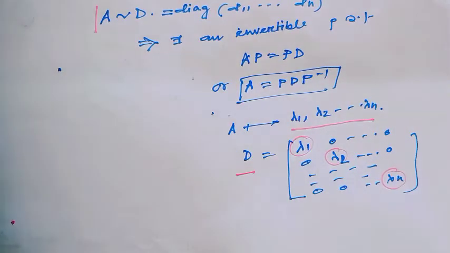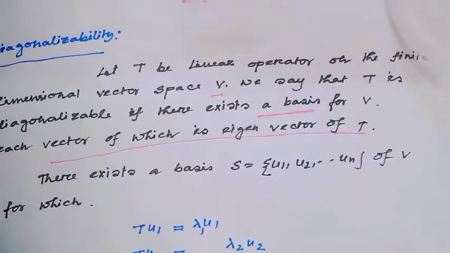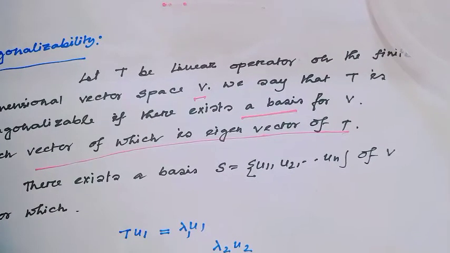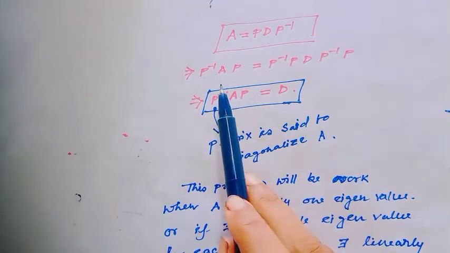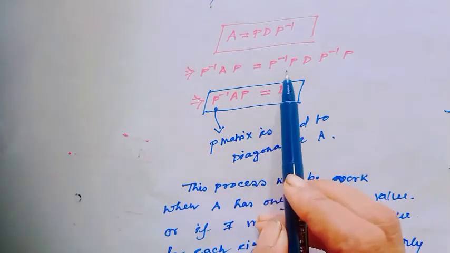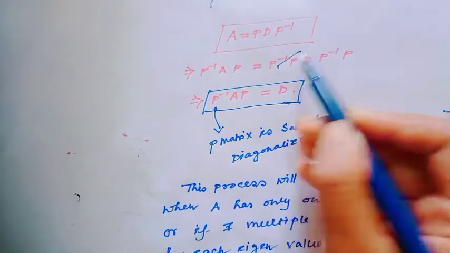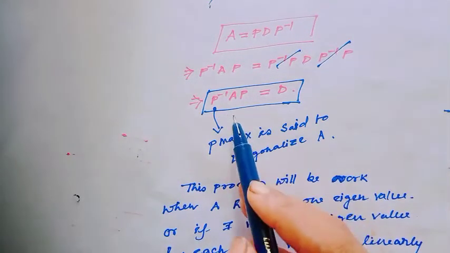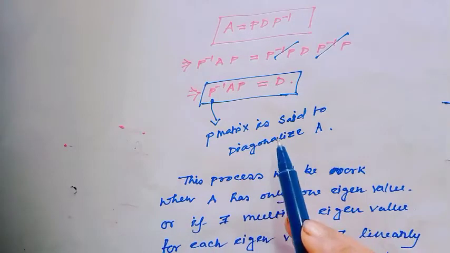Are you getting? I hope all my viewers have understood what the diagonalizability of a linear operator is and when a matrix is diagonalizable. Now, with A equals PDP inverse, if we multiply both sides by P inverse on the left and P on the right, then this would be P inverse times A times P equals P inverse P times D times P inverse P. Just omit P inverse P on both sides. Then this would be P inverse AP equals the diagonal matrix D, where the matrix P is said to diagonalize the matrix A.